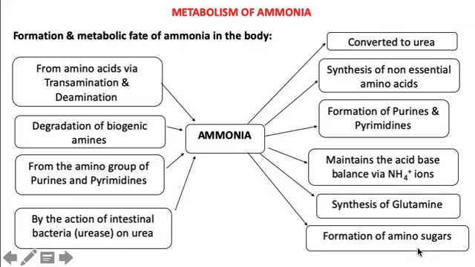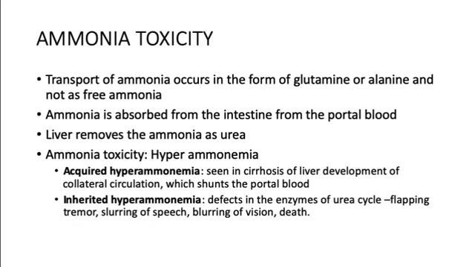So then what happens when ammonia is formed? It is being utilized. When there is an excess of ammonia, what happens we should know, right? That is called ammonia toxicity. When we talk about ammonia toxicity, the transport of ammonia occurs in the form of glutamine or as alanine, and never as free ammonia. The ammonia is absorbed from the intestine into the portal blood, and the liver removes the excess ammonia as urea.